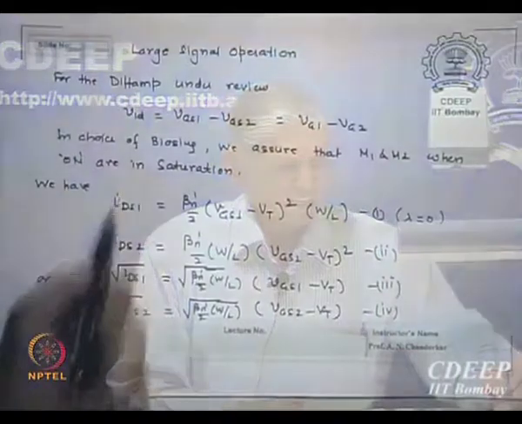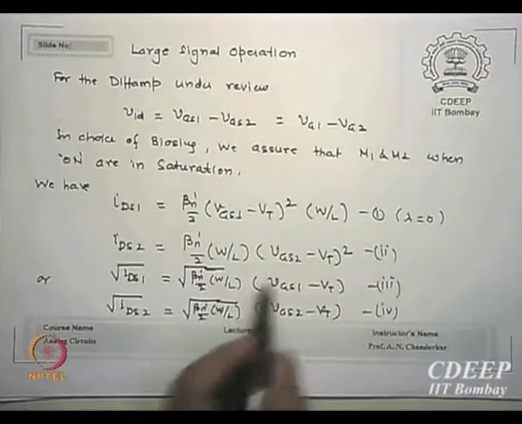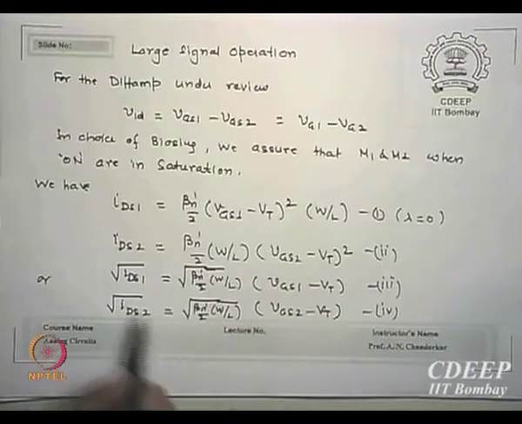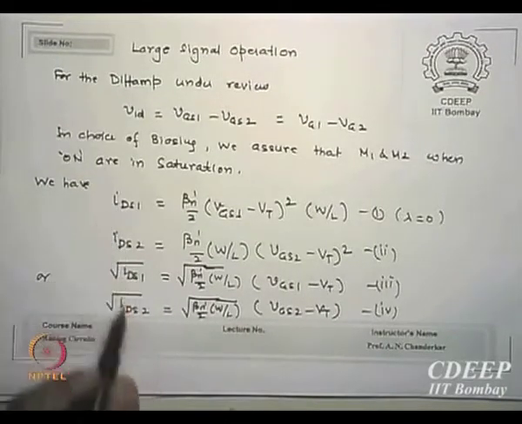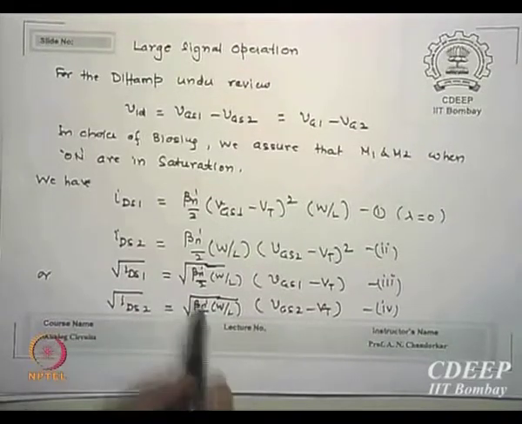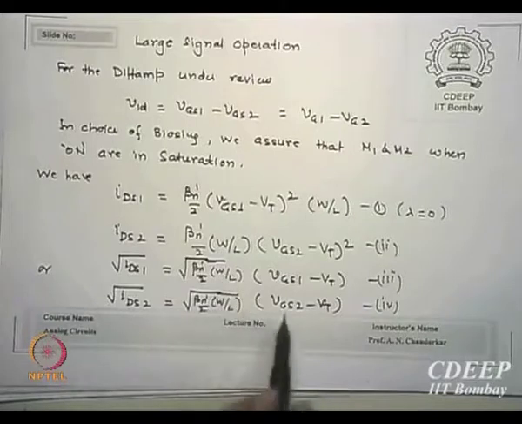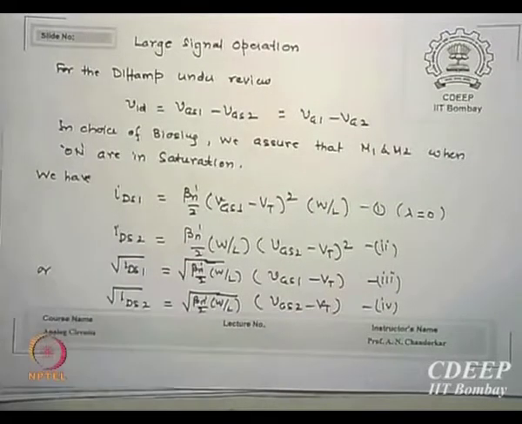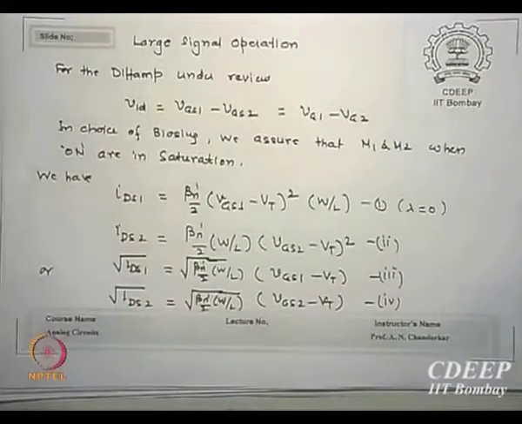So I get the currents in the two arms, IDS1 and IDS2, write the equations as they are, then I take a square root of this, IDS1 under root, IDS2 under root, so I get square root of beta n dash by 2 W by L, square root of beta n dash by 2 W by L, VGS1 minus VT, VGS2 minus VT. Thus the square roots of the two saturation currents of the two arms of M1 and M2. This is for M1, this is for M2.